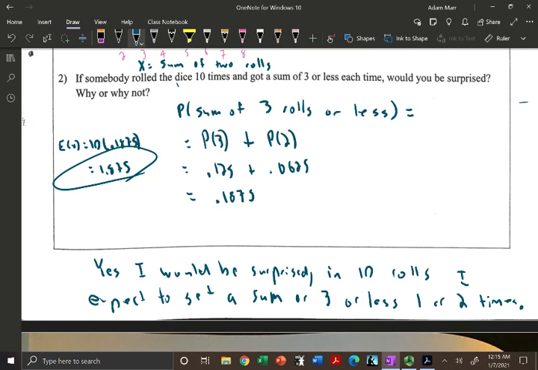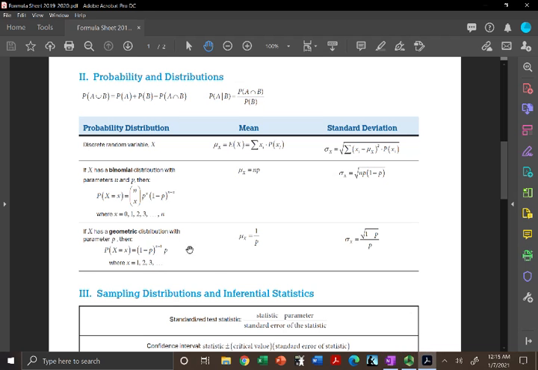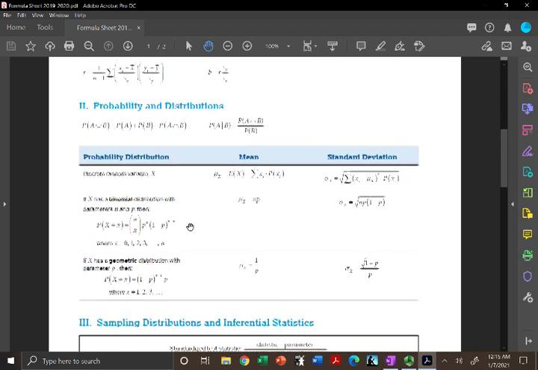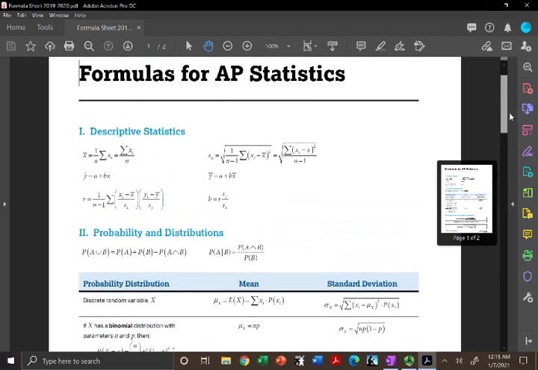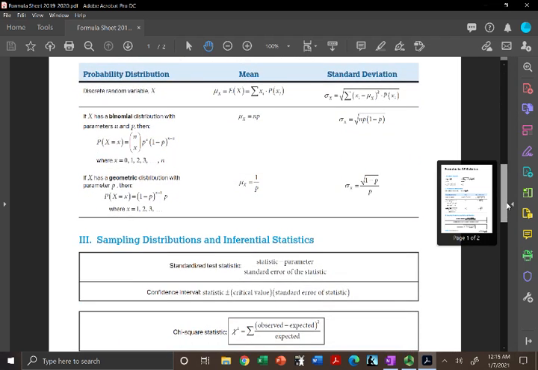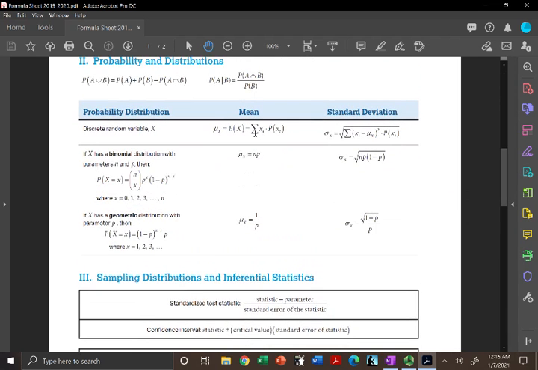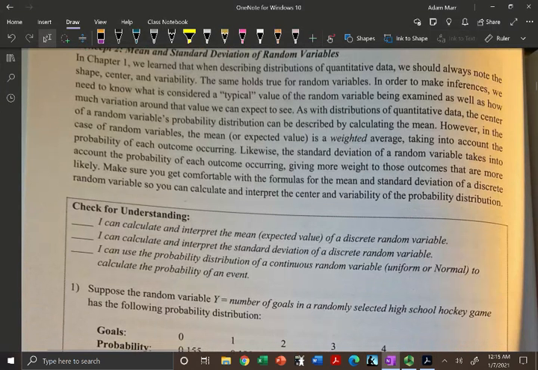Okay, there it is. And remember, the formula for expected value, don't forget, guys, is right on your formula sheet. If you go to Google Classroom under formula sheet, it's actually right here. That's the sum of x times the probability of x. And there it is right there. And the standard deviation is right there. And let's go to the next problem.